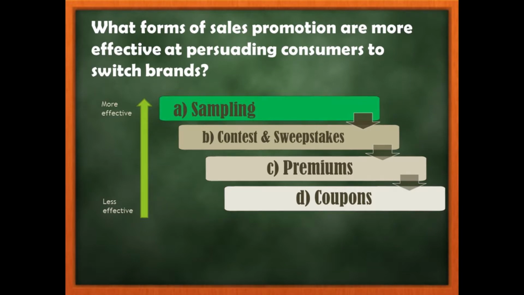So, besides impulse purchase, what are the forms of sales promotion that are more effective at persuading consumers to switch brands? Are you one of those customers that normally switch brands? Or are you one of those who are not easily persuaded to switch brands? Based on what I understand, I've arranged the possible tools from most effective to less effective. And they are sampling, contests and sweepstakes, premiums and coupons.